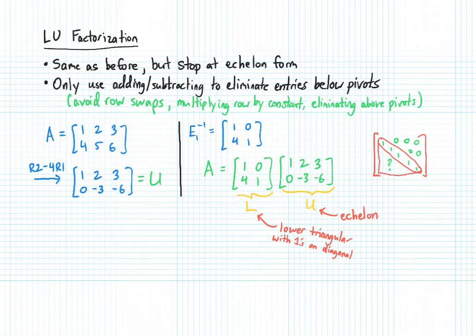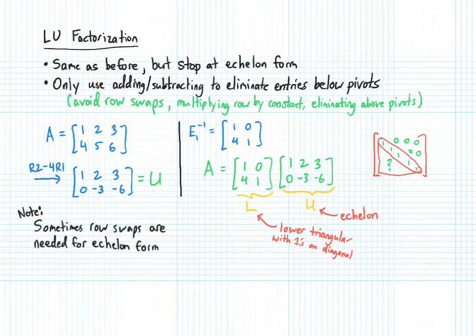And if you put any matrix A into echelon form, only using this move of adding and subtracting to eliminate entries below the pivots, you'll always get a factorization of this form. So that's how you do the LU factorization. But I should add as a little disclaimer that sometimes you need row swaps to get a matrix into echelon form. And so for that, you wouldn't be able to do this factorization. But there is a more fancy version of LU factorization that includes row swaps as well. We're not going to deal with that in this class, but you should know that that is out there.